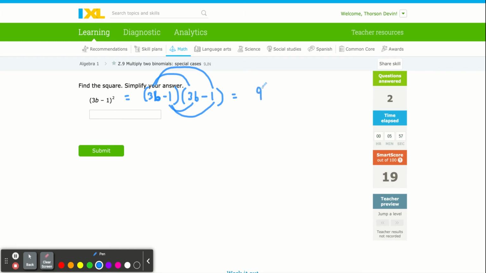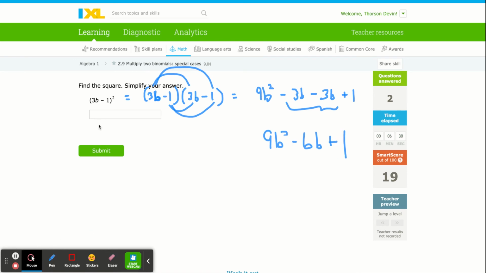You'll get a 9b squared, because that's the first times the first, minus 3b, that's the first times the last, minus another 3b, because that's the last times the first, and then a plus 1, because that's negative 1 times negative 1. And then you end up adding the two like terms, which are these middle terms, to give you a negative 6b, and we have the plus 1. So we get 3 terms. Like this, and we submit.